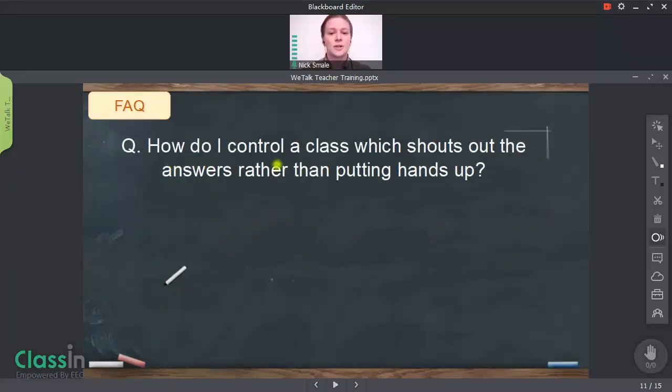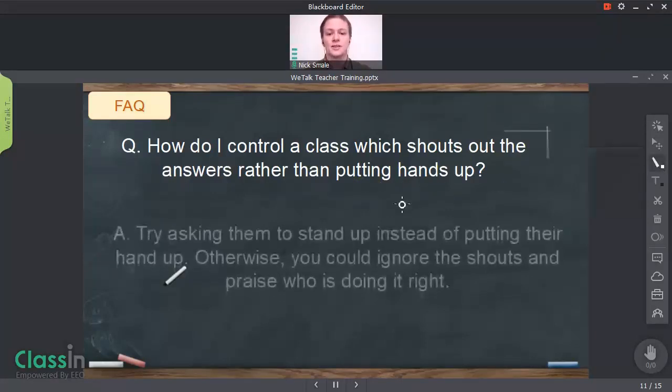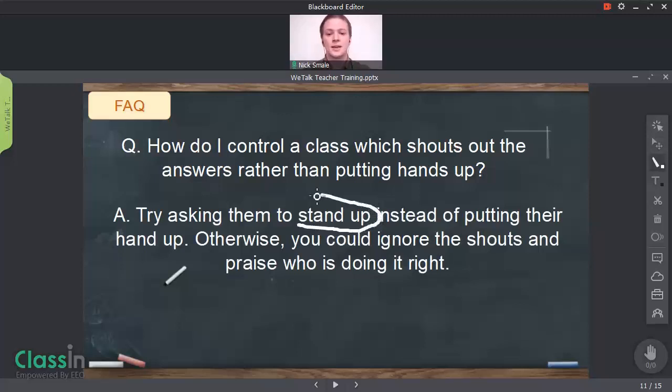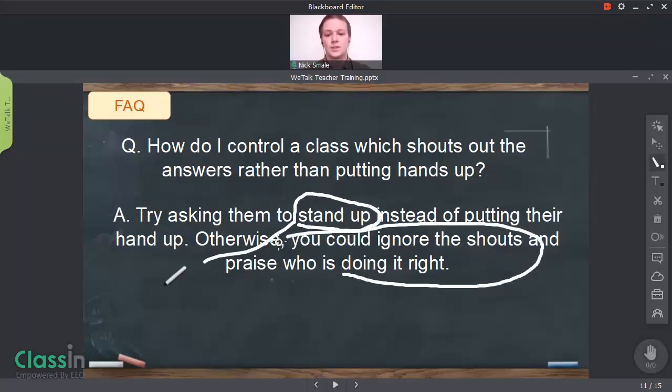How do I control a class which is shouting out instead of putting their hands up? There are two ways we do this. One is that we ask them to stand up. You can do this if you want lots of order in your class. The other way is you can ignore the shouts and praise the people doing it right. This is a little more encouraging and you'll get more answers, but you may still get a few shouts. So how we do it, if you see them all shouting out, you say, okay, group 3, stand up, give me your answer. And you'll notice as all the other children sit down, one person from group 3 will stand up and give the answer.